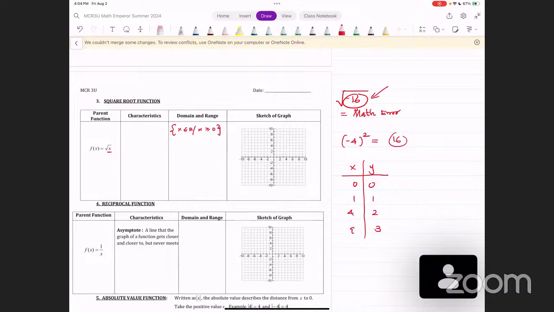So let me sketch this. This is this point, and 1 comma 1 is the next point. And then square root of 4 is going to make 2, and square root of 9 is going to make 3, isn't it? Now, if I want to connect it, this is my shape of the curve. Did you see that?